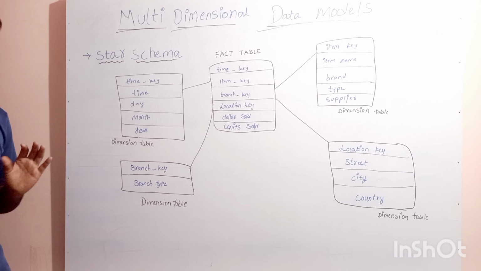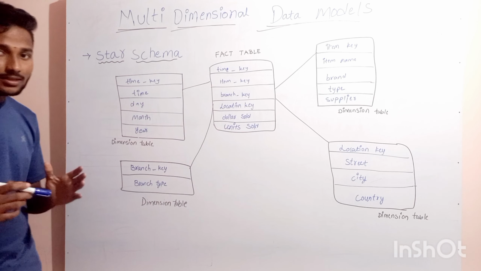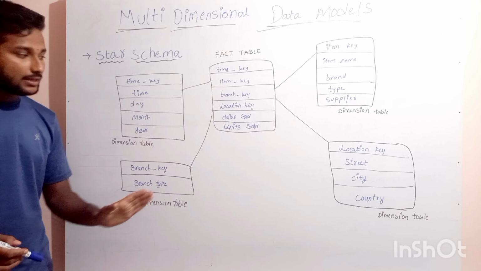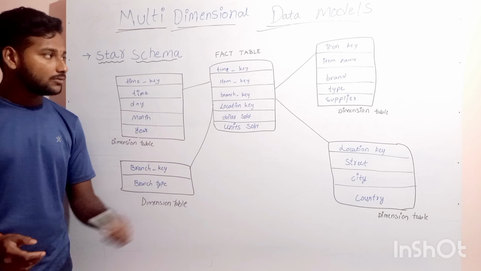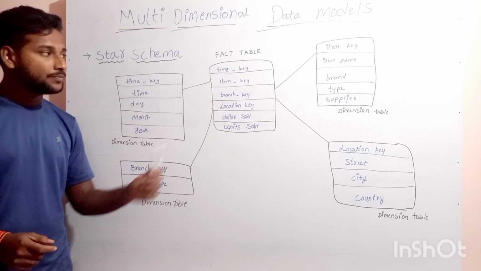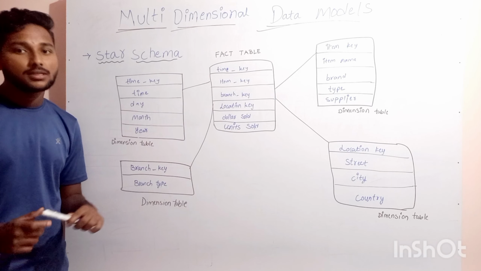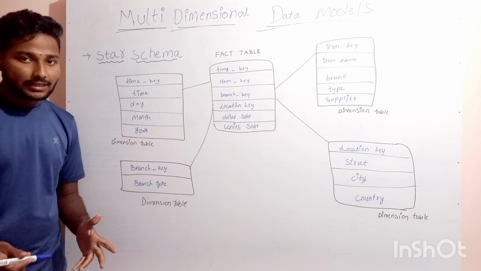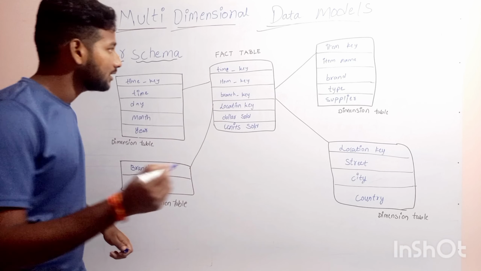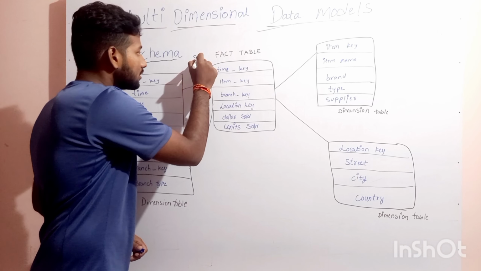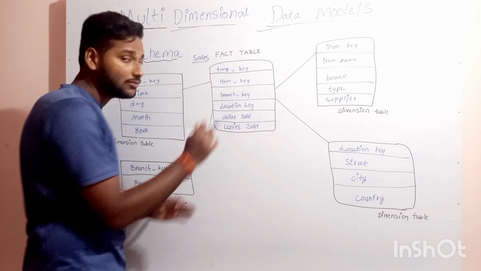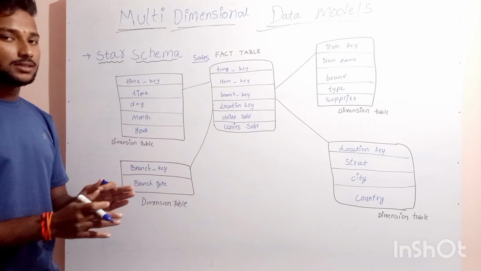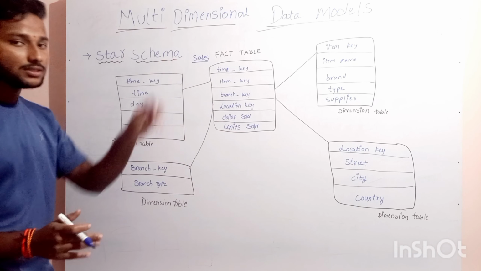The main definition of the star schema is that it is used to represent the data warehouse model. It contains a large central table which is known as the fact table, and along with it these sub tables, dimensional tables. Okay, this is the fact table about the sales. Let us consider the data about the sales, which is represented in the form of the star schema.